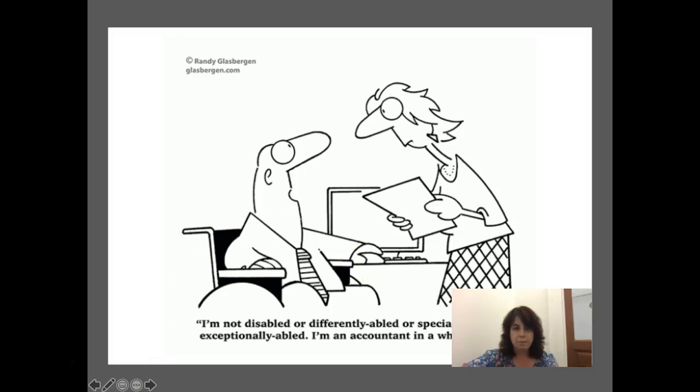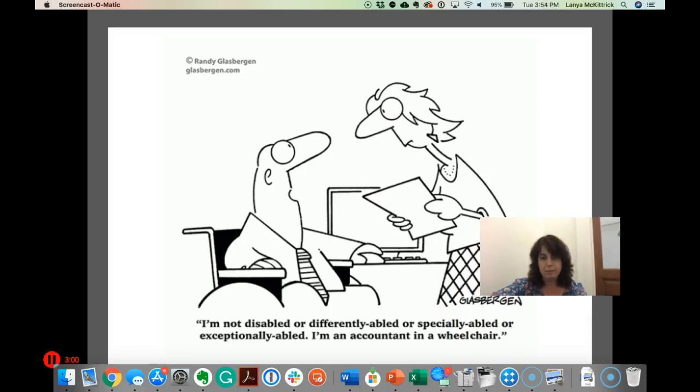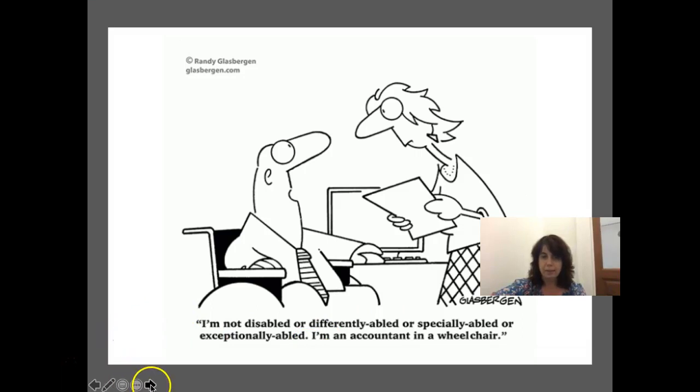Here's another meme: "I'm not disabled or differently abled or specially abled or exceptionally abled. I'm an accountant in a wheelchair." So again, it's that equal access. It's not a problem to be solved. It's just that everybody learns differently, but that person is just as capable as any other person of being an accountant.